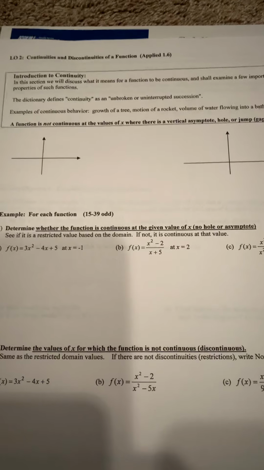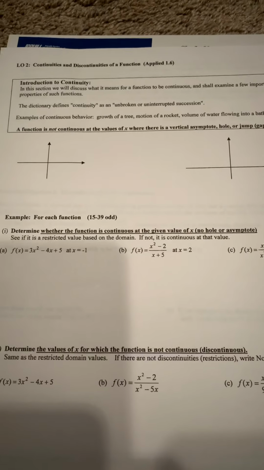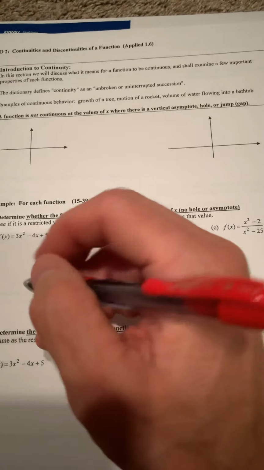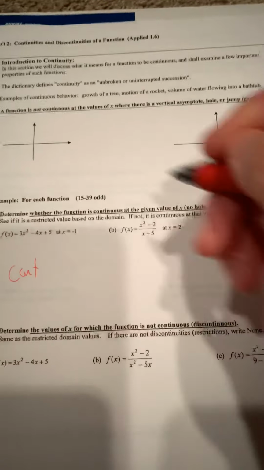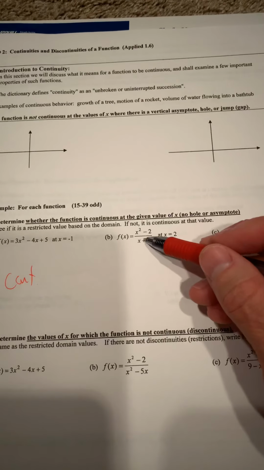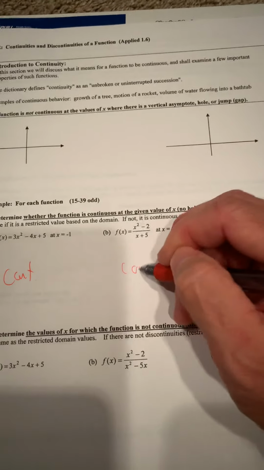a function is continuous. To see if it's continuous, all you want to do is see if there's an actual point in there. If you plug -1 in and you get a point, you say, yes, it's continuous at that point. Now, if I plug 2 in, I get a point. So I would say, yes, it's continuous.